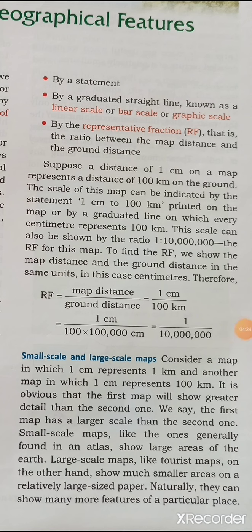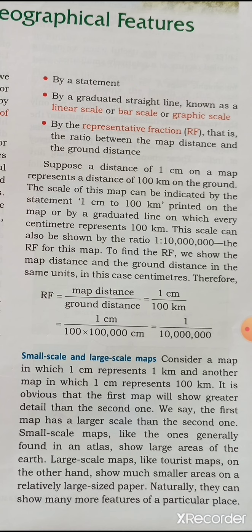So again we are going to recall the difference between small scale and large scale maps. First of all, let us consider a map. The first one is representing 1 centimeter to 1 kilometer, and the second one is representing 1 centimeter to 100 kilometer. Which one will show you the greater details? Obviously the first one. You may be thinking the second one, but it is not. The first one will show you more details.